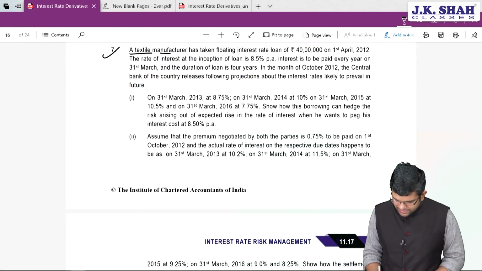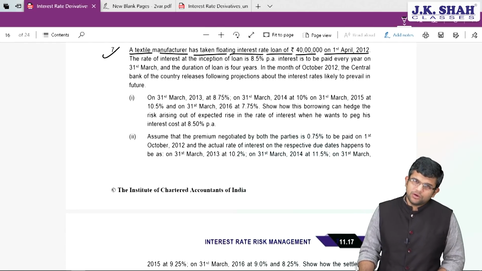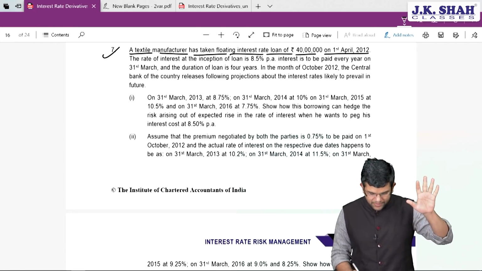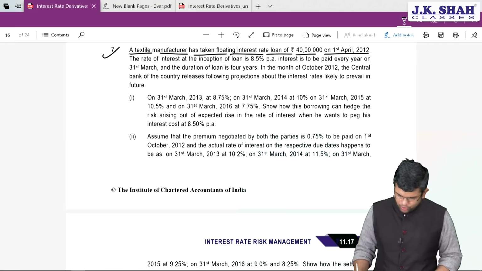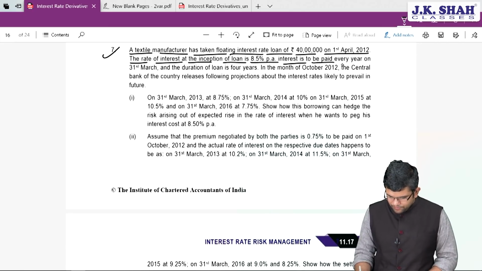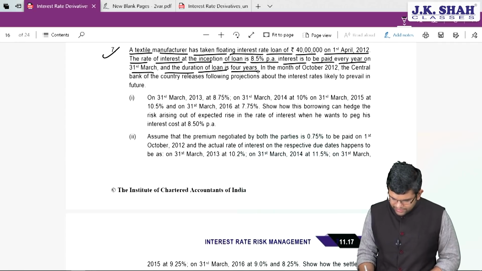They're saying a textile manufacturer has taken a floating interest rate loan of rupees 40 lakh on 1st April 2012. So somebody has taken, on 1st April 2012, a floating interest rate loan of rupees 40 lakhs. The rate of interest at the inception of the loan is 8.5% per annum. Interest is to be paid every year on 31st March, and the duration of the loan is 4 years.